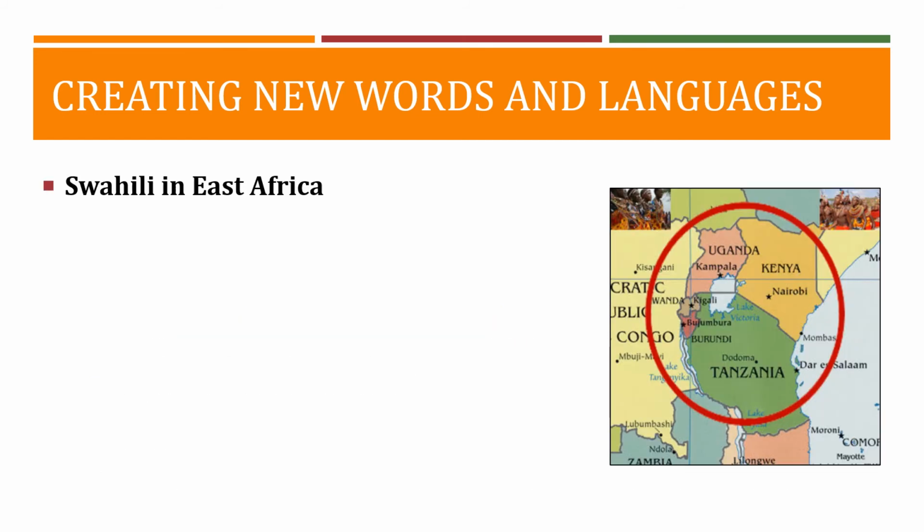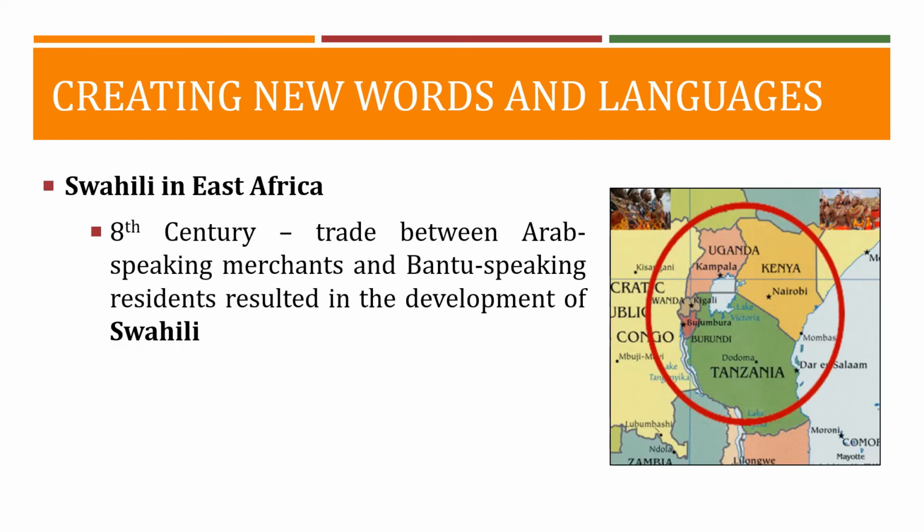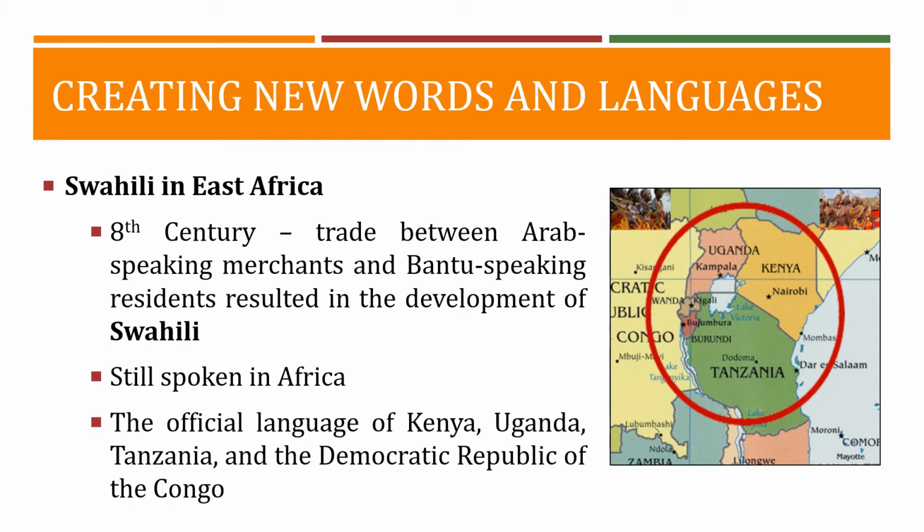So Swahili is an example of a lingua franca in East Africa, so the countries of Kenya, Tanzania, Uganda, and so forth. In the 8th century, trade between Arab-speaking merchants and Bantu-speaking residents resulted in the development of Swahili. So Swahili is not only a lingua franca in this area, but it's also a Creole. It's a mixture between Arabic and African languages. And it is still spoken in this region today. It's the official language of Kenya, Uganda, Tanzania, and the Democratic Republic of the Congo.